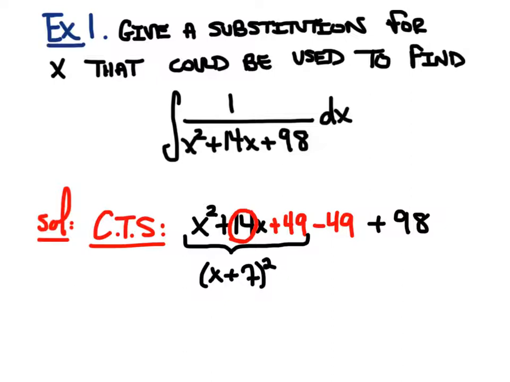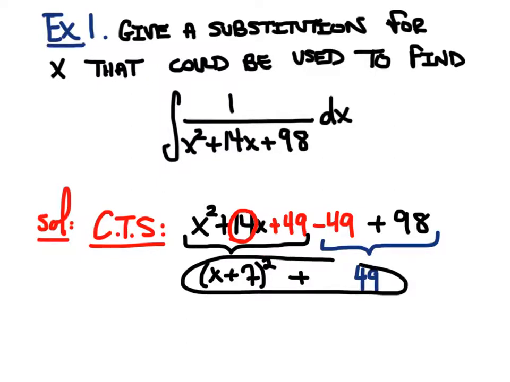And then we combine the next pieces here. So you end up with 49. Alright, so this is the new comparable form that we're going to use to put in the integral here.